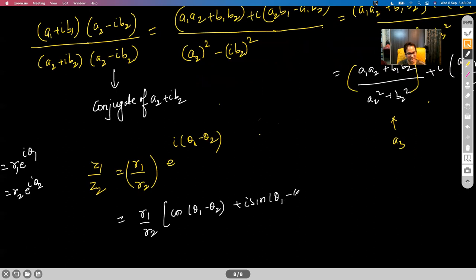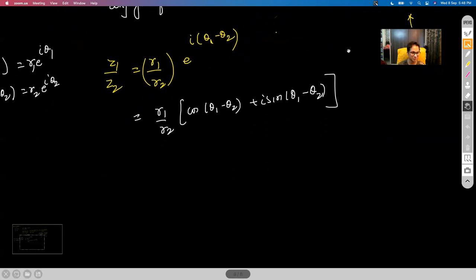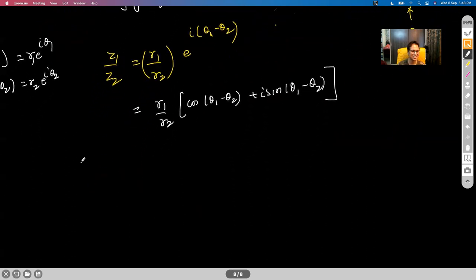Now, looking at this, I get a lot of ideas. This is insightful. This tells me two things. What are those two things? I would like to hear from you. What are the two insights that we carry from here? When you divide one complex number by another, you get another complex number whose modulus is R1 by R2, which is modulus of Z1 by modulus of Z2.